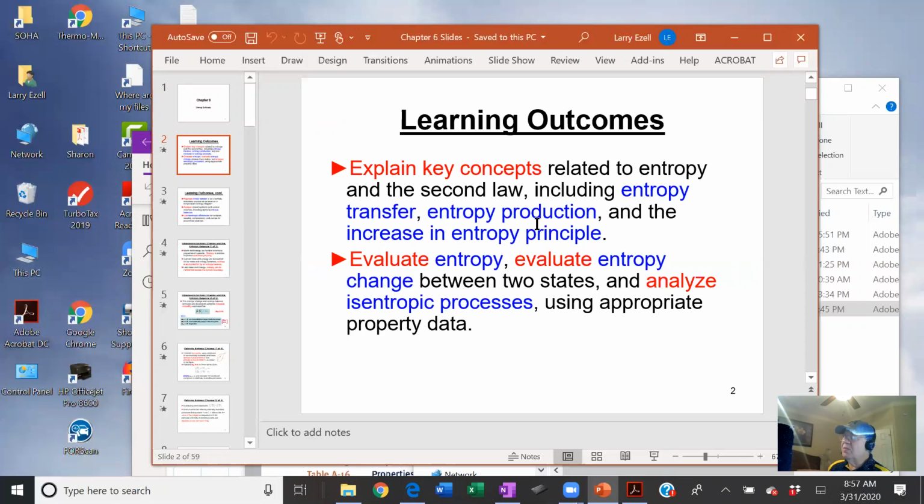And again, we talk more about what entropy does, how to transfer it, how it's created, we don't talk about exactly what entropy means. To me, entropy is sort of a measure of how much we're warming this earth in our processes. And we'll see that later. All right, so we're going to learn how to evaluate entropy, and especially entropy change between two states, and analyze isentropic or constant entropy processes.